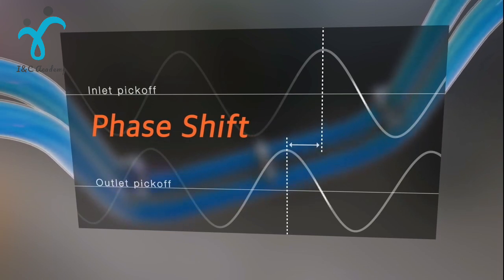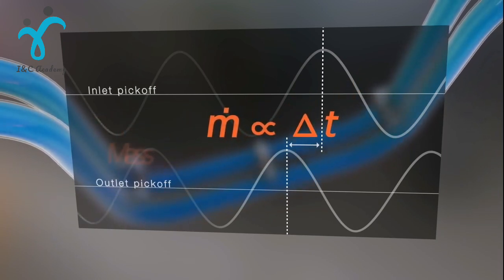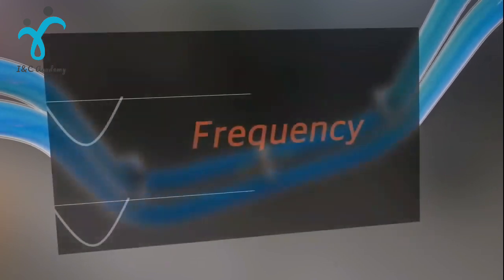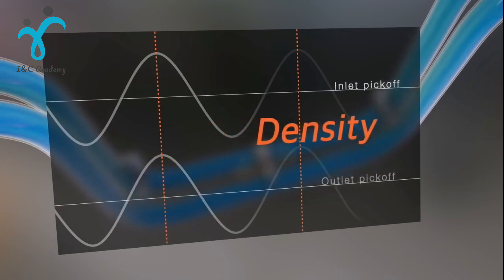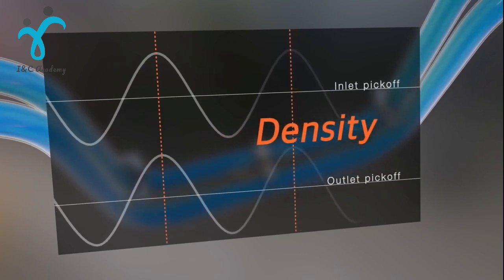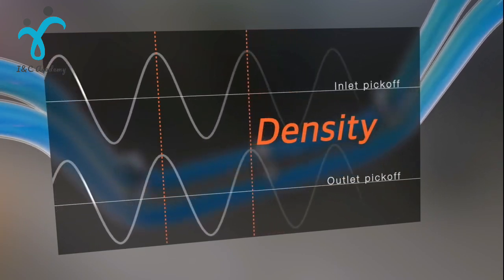The time delay between the two sine waves is measured in microseconds and is called delta t. Delta t is directly proportional to the mass flow rate. The greater the delta t created by the Coriolis force, the greater the mass flow rate. While the sine wave phase shift indicates mass flow, the wave frequency indicates density. When the liquid density changes, the vibrating frequency of the tubes also changes.